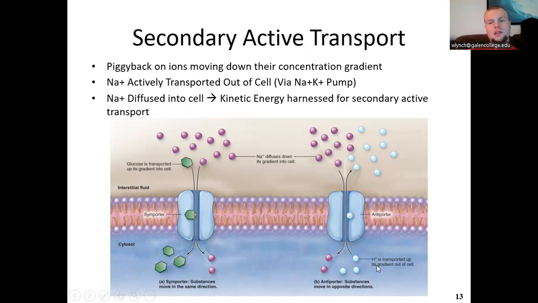So the hydrogen ion concentration, we have ionic movement out of the cell, and that is against its concentration gradient. So there's a higher concentration of hydrogen ion outside versus inside. Even so, we actively pump the hydrogen outside of the cell against its concentration gradient and on the opposite direction of the sodium that's coming through the channel.